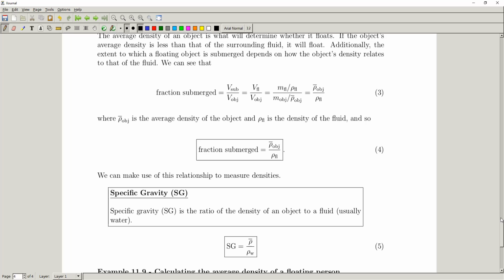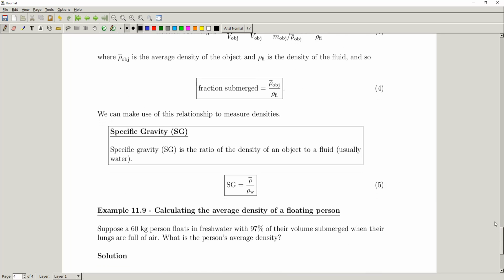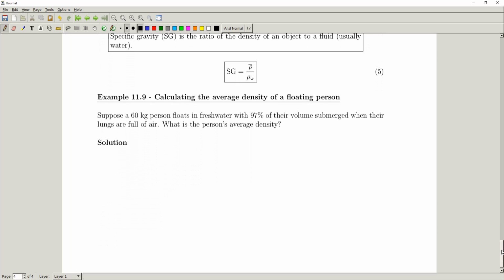Specific gravity is the ratio of the density of an object to a fluid. Usually we use water for this type of thing, so we've defined it here with water. So our specific gravity is the average density of whatever object we're trying to measure over the density of water, okay? And again, this is assuming we're using water. It could be some other fluid, but in this case it's going to be water.